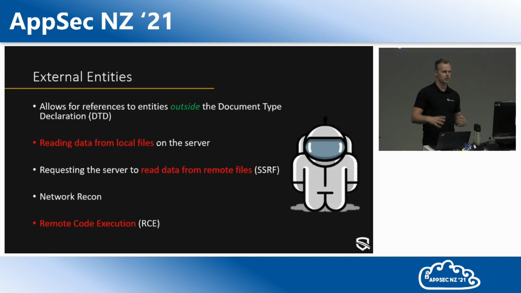The other side of this is external entities. Where we've just talked about internal entities, where the data is stored inside the DTD, we can also have data that's stored outside the DTD. So we're referencing that data so that when it gets parsed, the parser will go and collect that data and incorporate it into our XML document. You can use this to do some interesting things like reading files off the local server.